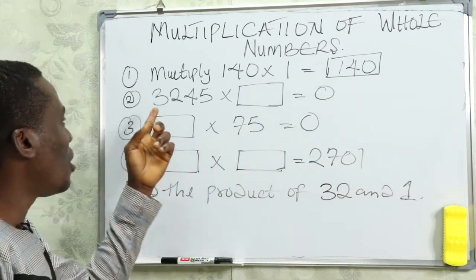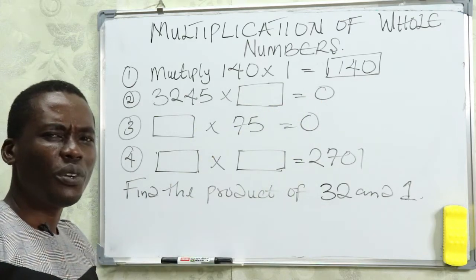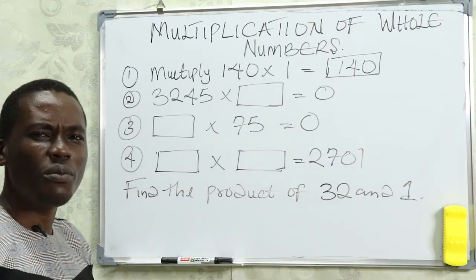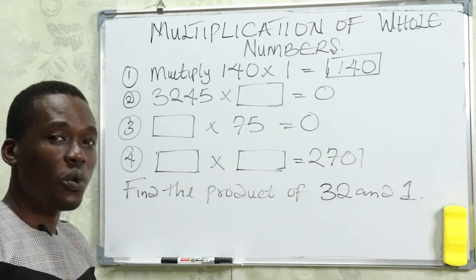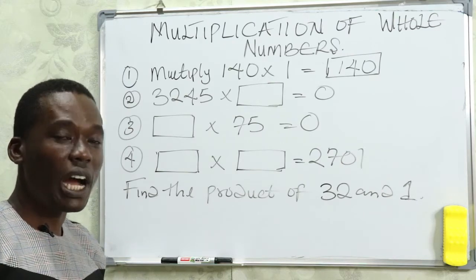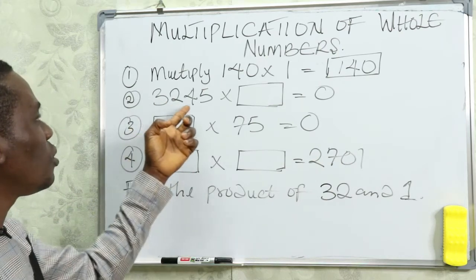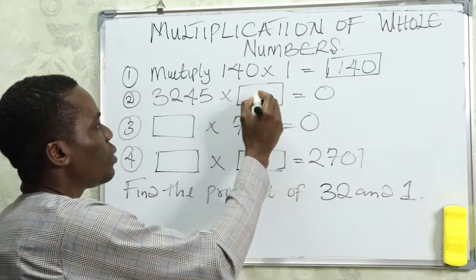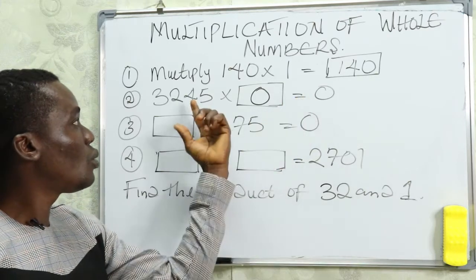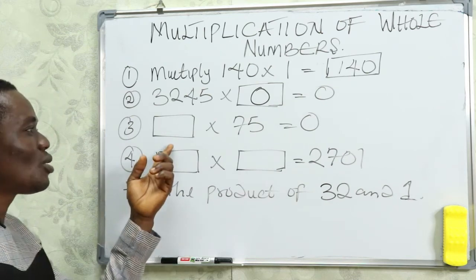140. Very good. Now we have 3245 times blank gives you 0. Now what can you multiply with 3245 that will give you 0? Remember the property 1. I say anything multiplied by 0 will give you 0. And if you multiply 0 by anything, you're going to get 0. So 3245 times what will be here? 0. 3245 times 0 will give you what? 0. Good.